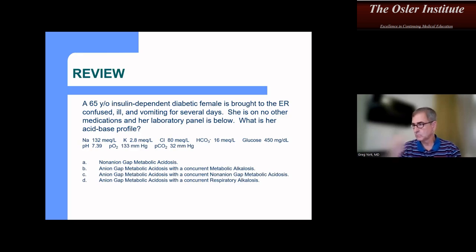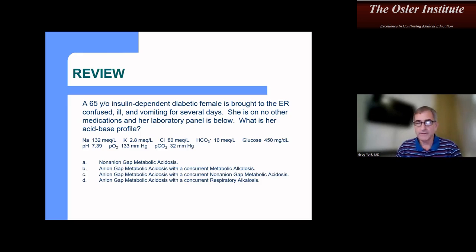All right, let's go through this. We don't have a lot of answers here, but we can run through this and work it out. In this patient, if we calculate their anion gap, it's 132 minus 80 plus 16. So does this patient have an anion gap? Yes, it's 36. It's a very high anion gap, almost unrealistic.